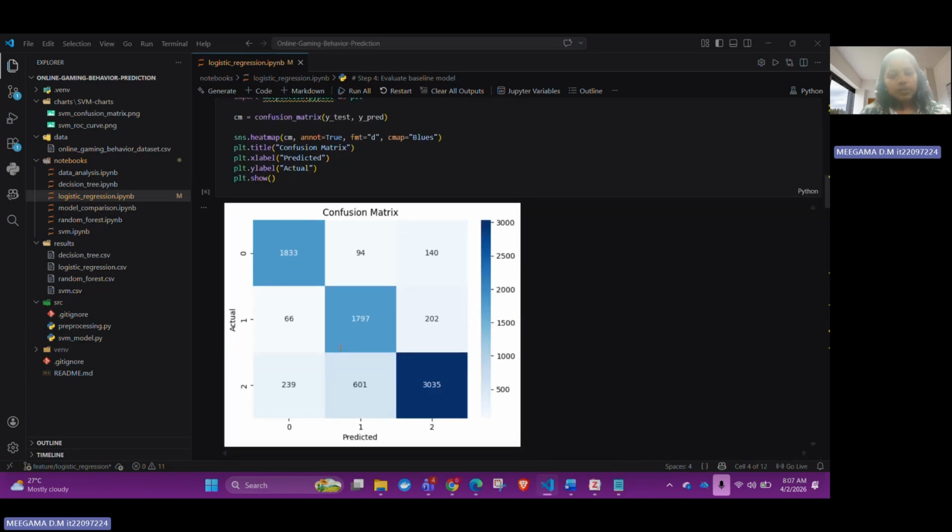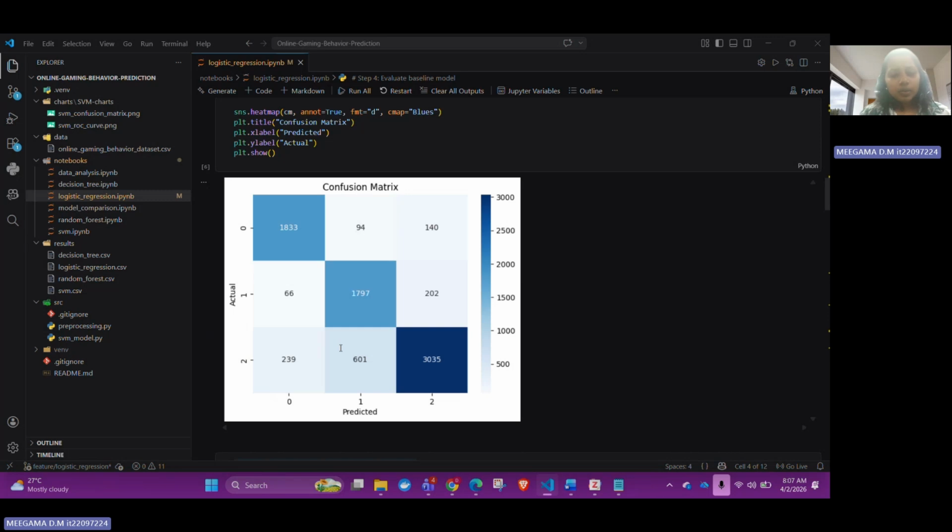So this is the confusion matrix we derived. Here, 1,833 cases of lower level are correctly identified as lower level, while 1,797 of medium level are correctly classified as medium level, while 3,035 in higher level are classified as higher level.